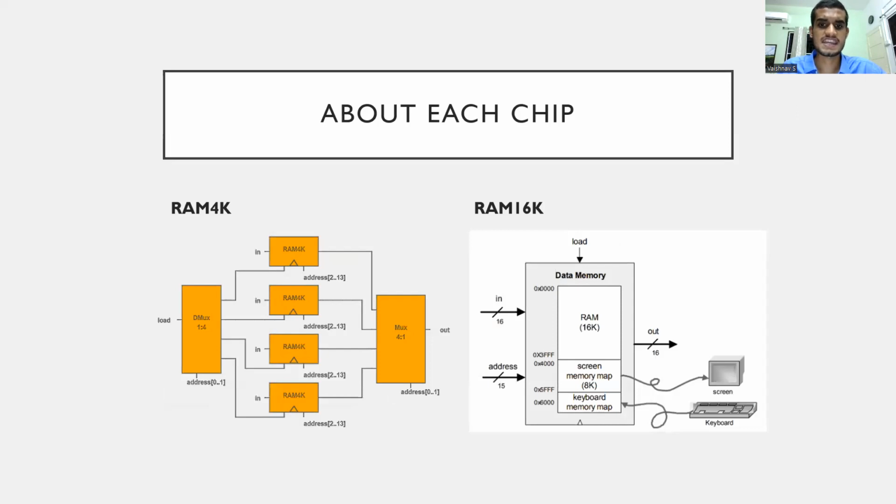Now we come to RAM 4K and RAM 16K, where the memory capacity is even higher. RAM 4K has 4096 memory locations, and for RAM 16K, there are 16,384 memory locations. And these chips follow a similar structure to the previous RAM chips that we saw.